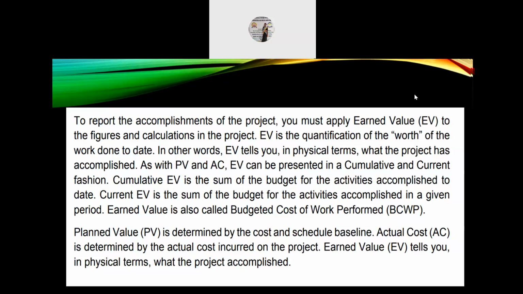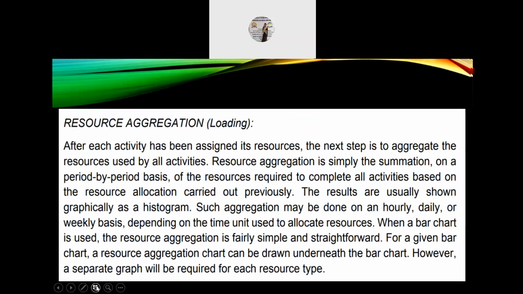Earned value is also called budgeted cost of work performed, that is BCWP. Planned value, PV, is determined by the cost and schedule baseline. Actual cost, which is AC, is determined by the actual cost incurred on the project. Earned value, EV, tells you in physical terms what the project has accomplished so far.